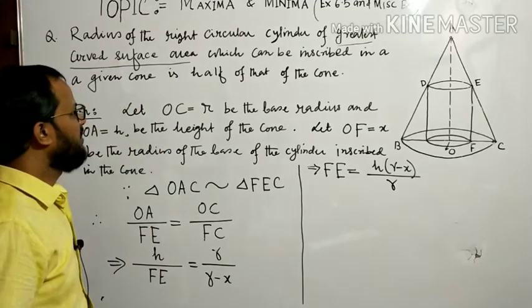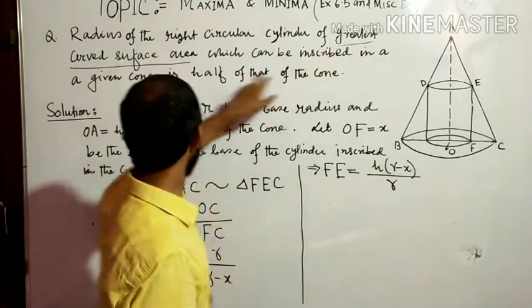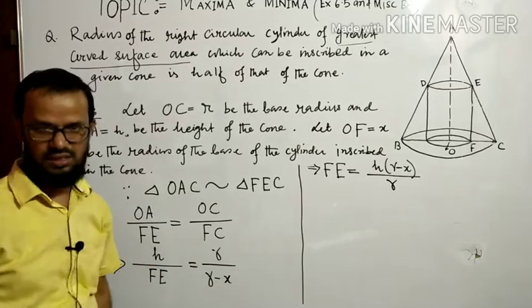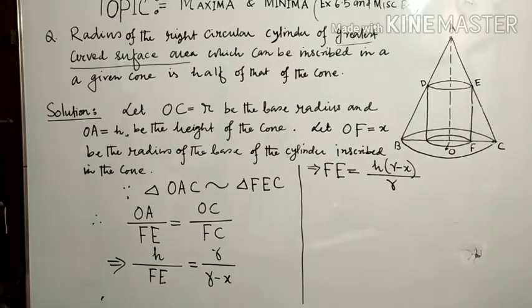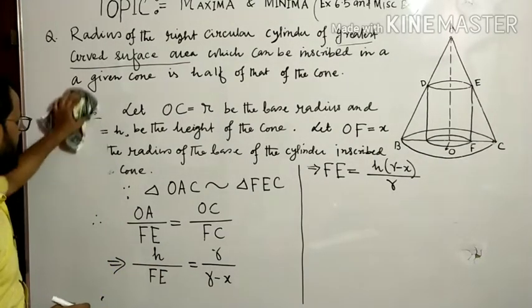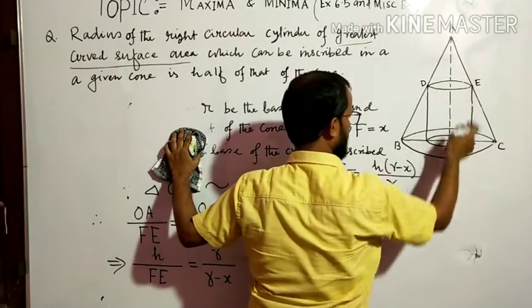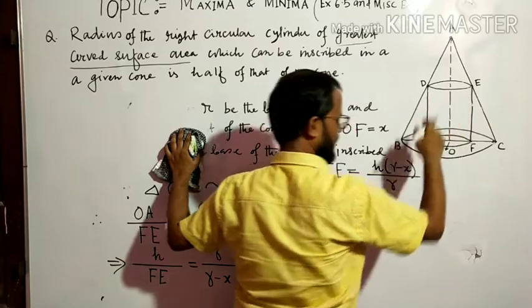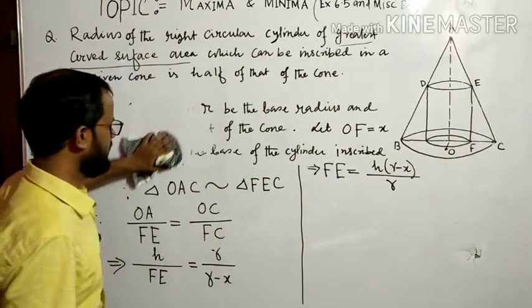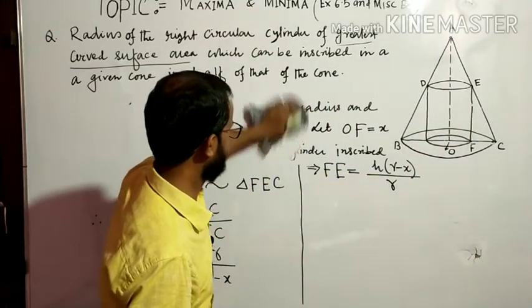Now you need the curved surface area. What is the curved surface area of a cylinder? We know the total surface area means this circular part plus the curved surface. Here the demand is only the curved surface area.